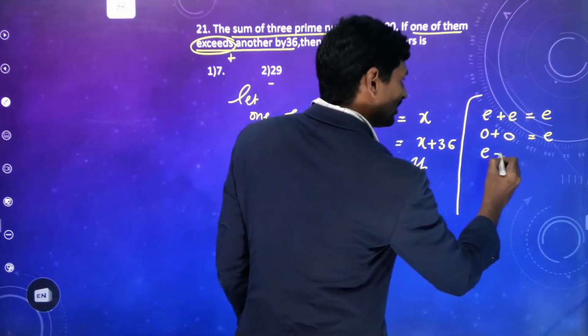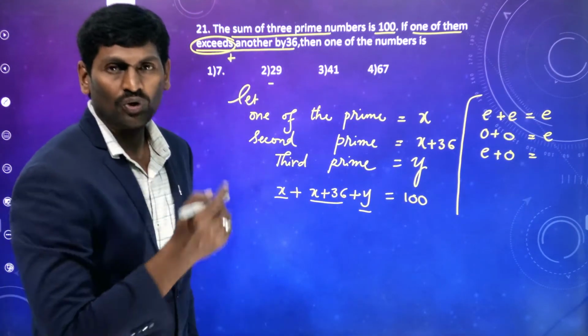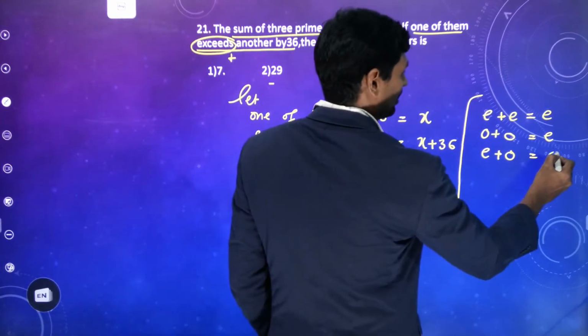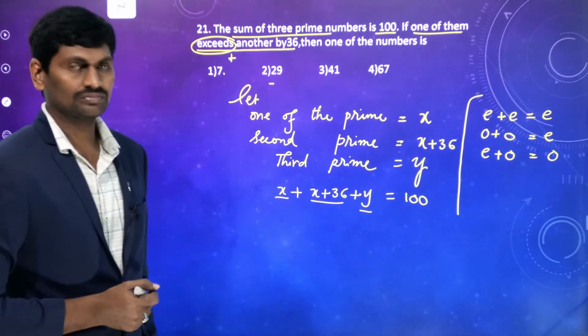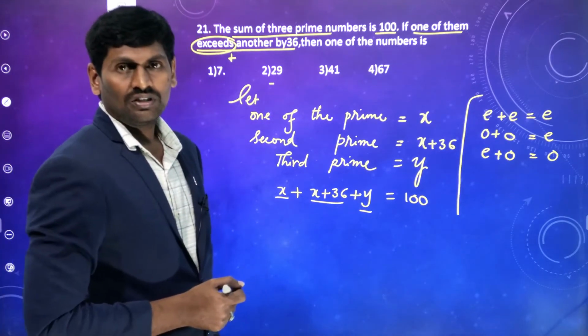One even, one odd. One even number, one odd number gives odd number. Okay, na? Did you get my point?